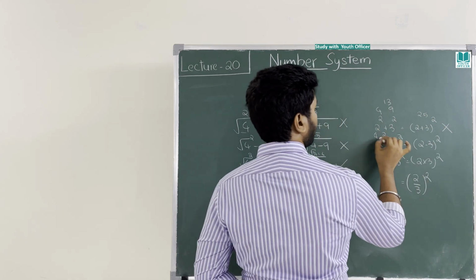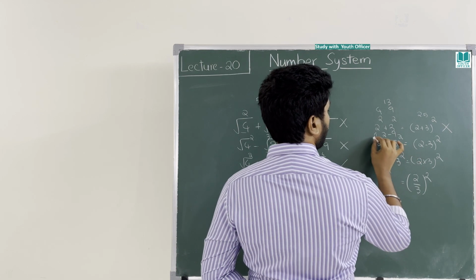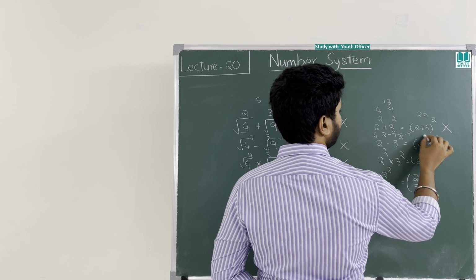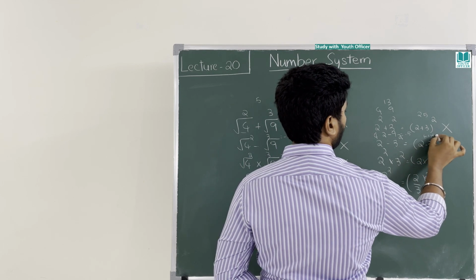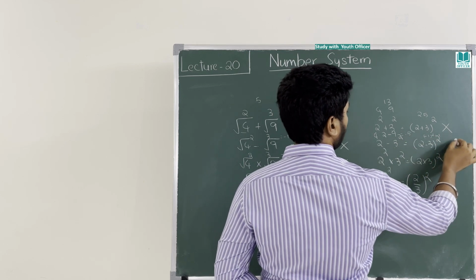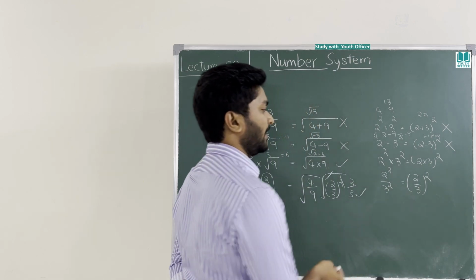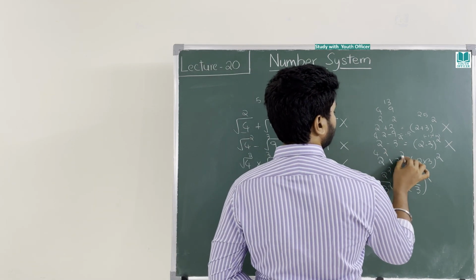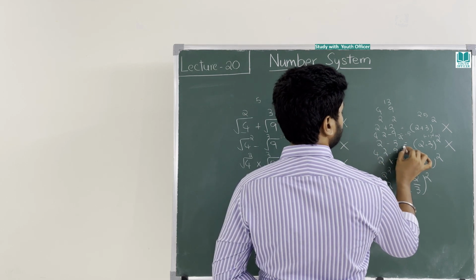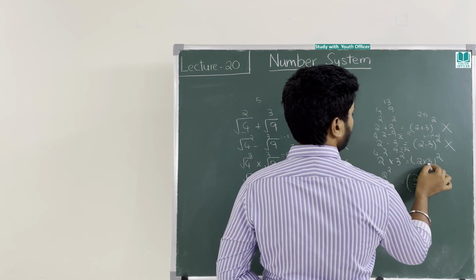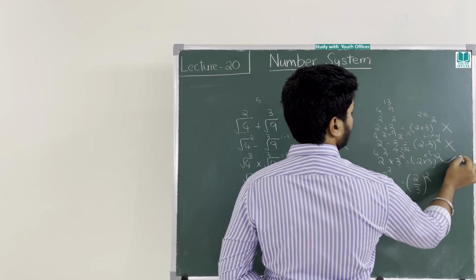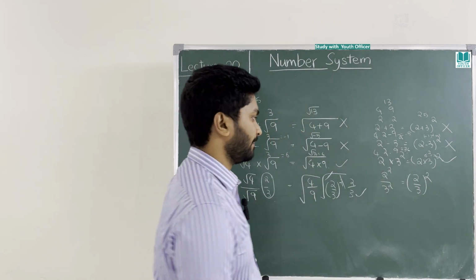2 square is 4 minus 3 square is 9. 4 minus 9 is minus 5. 2 minus 3 is minus 1. Minus 1 whole square is 1. So minus 5 is not equal to 1. This case also we can't take this property. We will see this property. 2 square is 4. 3 square is 9. 4 3s are 36. 2 into 3 is 6. 6 square is 36. Say both are equal. So this property is good.